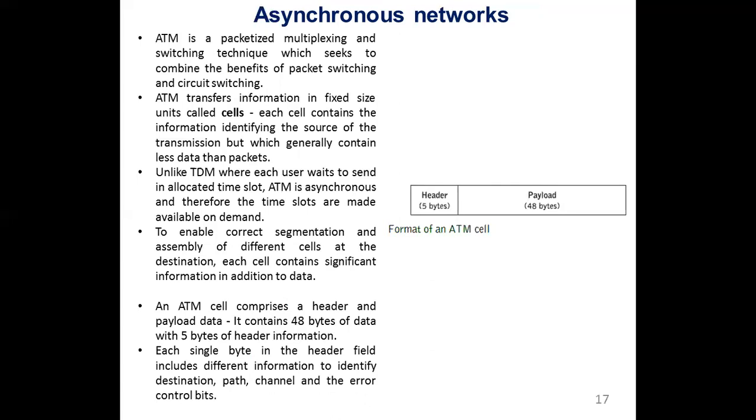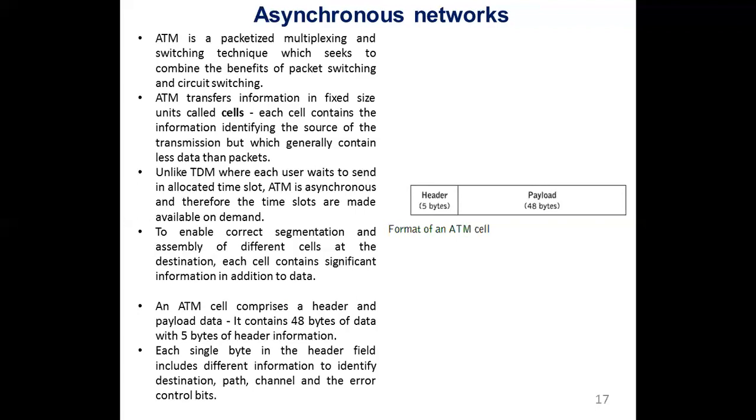At the receiver, the packets are separated based on where their destination is. So ATM will transfer the information using cells, and these cells are fixed size, and each cell will contain information which will identify the source, but it will contain less data than the packets. And you can see the format of the cell. It has 5 bytes of header and 48 bytes of payload.